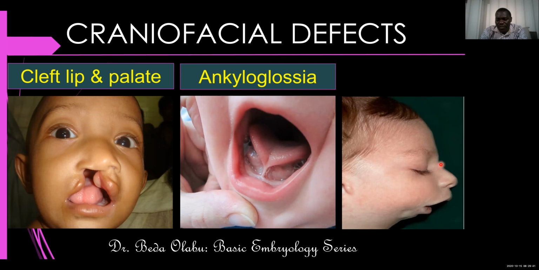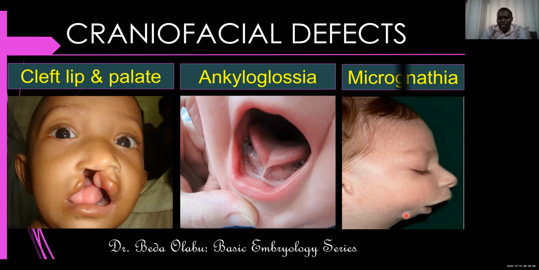This one has a very small mandible. The lower jaw is reduced significantly. Could be part of a syndrome. This one actually, it's part of a syndrome. But if you just focus on the mandible itself, a very small mandible will be called micrognathia. But this is part of a syndrome.